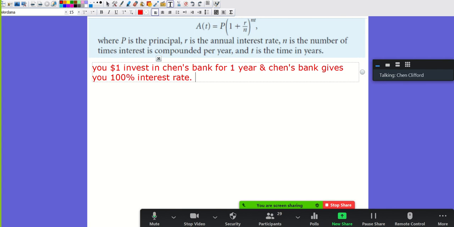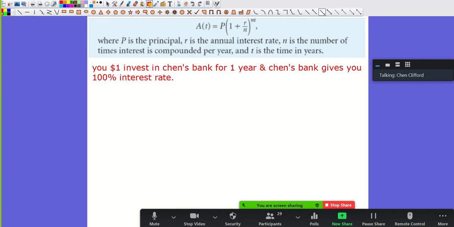What that means is this $1 is going to go to principal. The 1 year is going to go to time. The 100% interest rate, we're going to put as a decimal, which means it's 1.00, goes to R. N is going to default to 1. N talks about compounding, but if it doesn't mention anything about compounding, it defaults to 1.